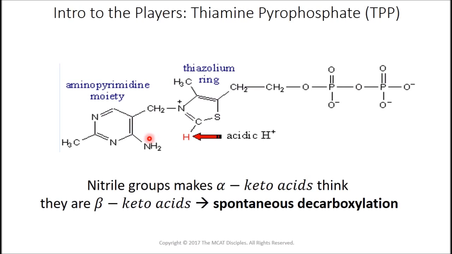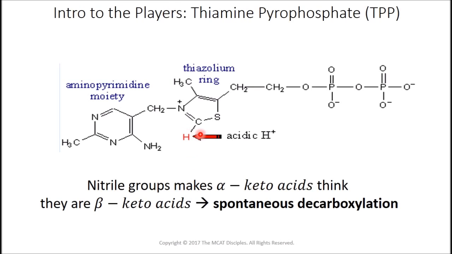And what it does is it makes alpha keto acids think they are beta keto acids, and they spontaneously decarboxylate, and they do that via attacking the alpha keto acid. They attack the alpha carbon, the carbonyl carbon there, and they make it think that it's a beta keto acid. And the rule about that is that they spontaneously decarboxylate. So that's what it does.